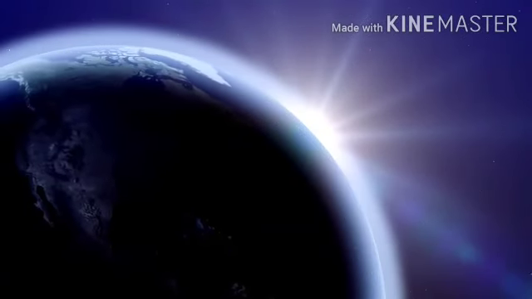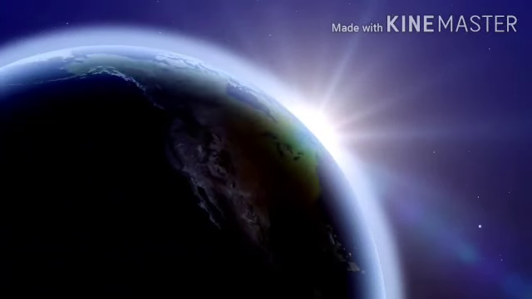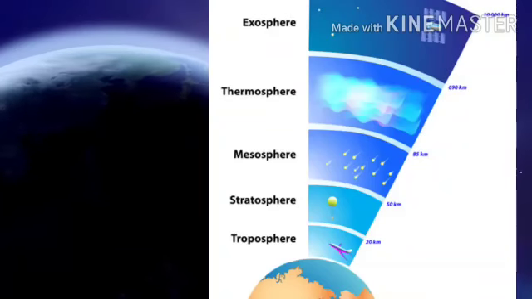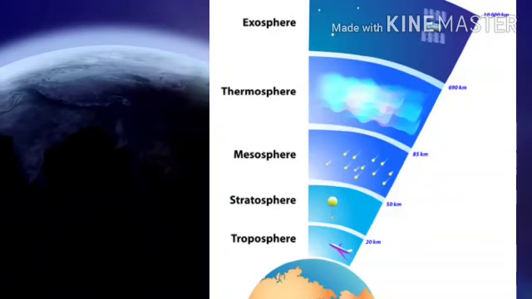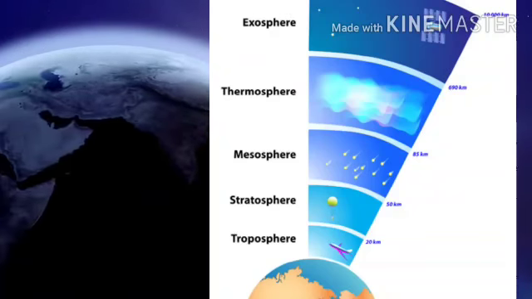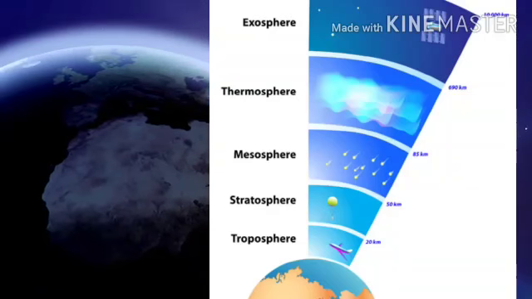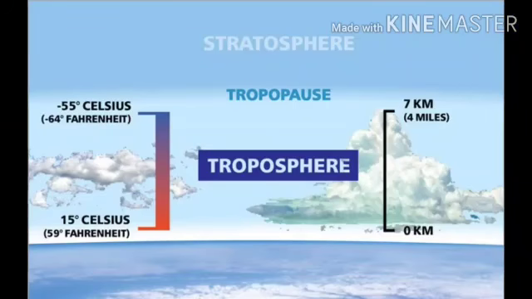Now let us understand the layers of atmosphere. The atmosphere may be divided into 5 important layers on the basis of its characteristics and features. These are troposphere, stratosphere, mesosphere, thermosphere, which is also called ionosphere, and exosphere. Now let us understand each of the layers, what are these layers' functions, and what are the things present in this layer. The troposphere is the lowest layer of the atmosphere.